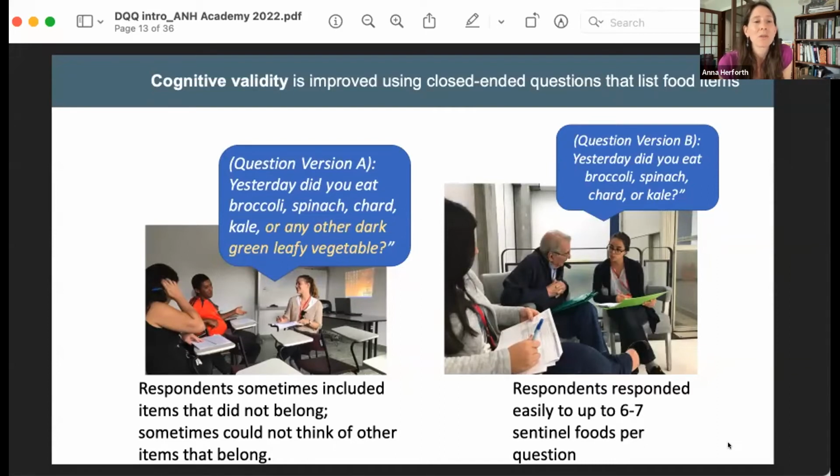And so, especially in multi-topic surveys where people are getting lots and lots of questions, it's very hard to pay attention to every word. We want to make it as simple as possible and just ask about concrete, specific items that people do understand in the same way. And so what we found is that if we instead took an approach of using a maximum of about 6 or 7 items per question, people could recall those and more consistently report consuming the foods that were listed.